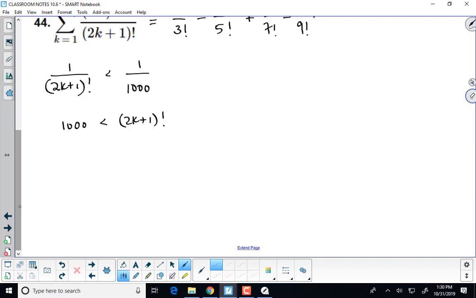There are no properties for factorials like that that we can use, so we just have to plug in numbers. We would want to figure out the first factorial that works. We're just going to plug these in and figure out which factorial. There's not like an upside down.